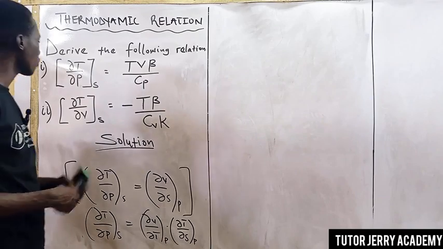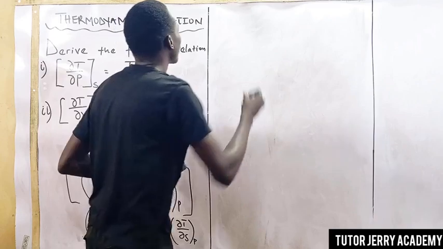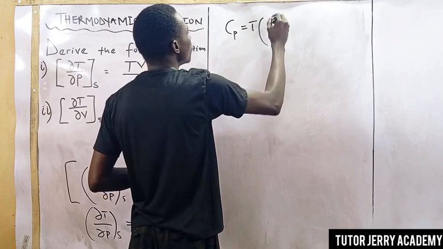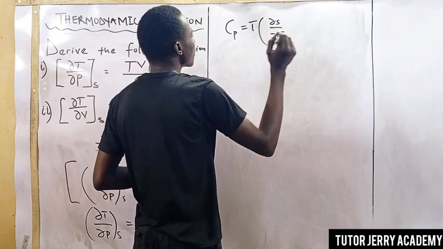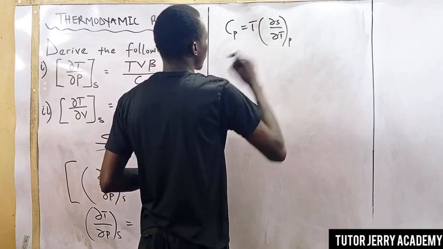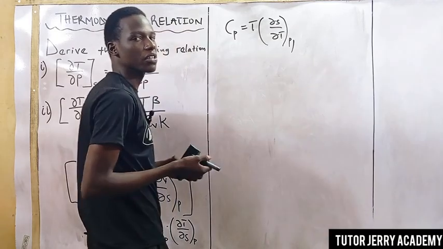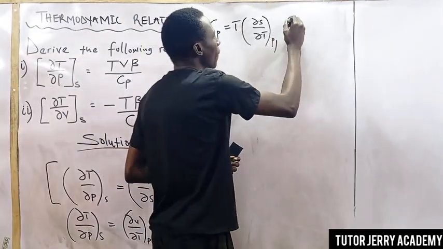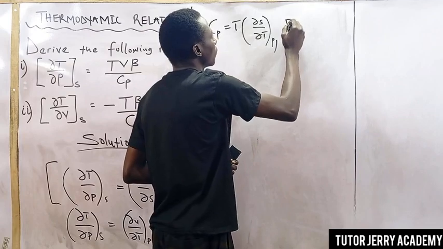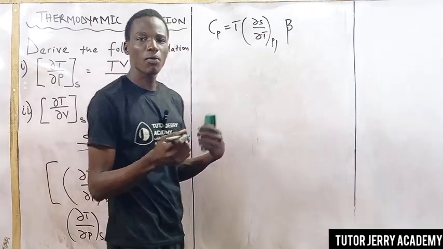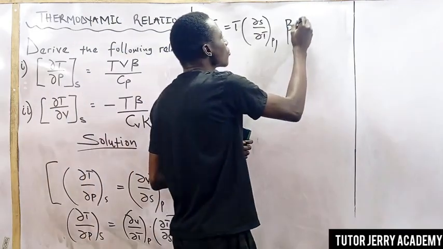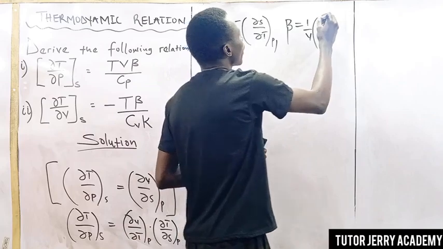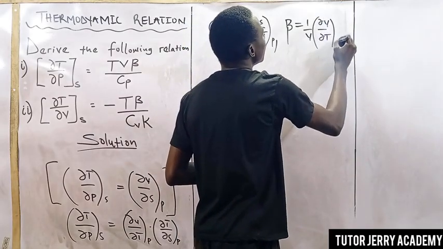Now we are going to be making use of some relations. We know that Cp is equal to T into the partial derivative of S all over the partial derivative of T keeping P constant. This we know from our previous lecture, we have derived this. And also we know that beta, which is our coefficient of volume expansion, is equal to 1 all over V into the partial derivative of V all over the partial derivative of T keeping P constant.